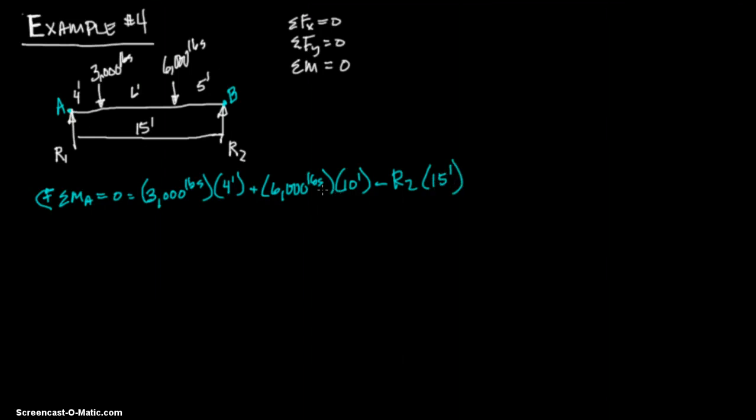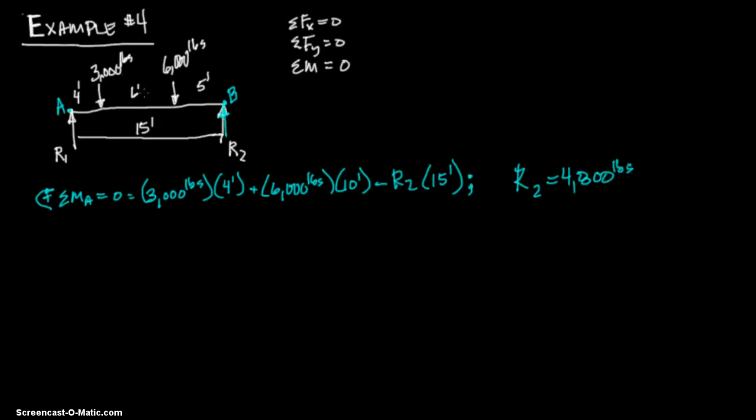And doing the math, let's get the calculator out. Well, we have 12,000 foot-pounds plus 60,000 foot-pounds, so 3,000 times 4 plus 6,000 times 10. Then we're going to divide that by 15, and that gets 48. So R2 equals 4,800 pounds, and it's positive, so we know that this is correct.